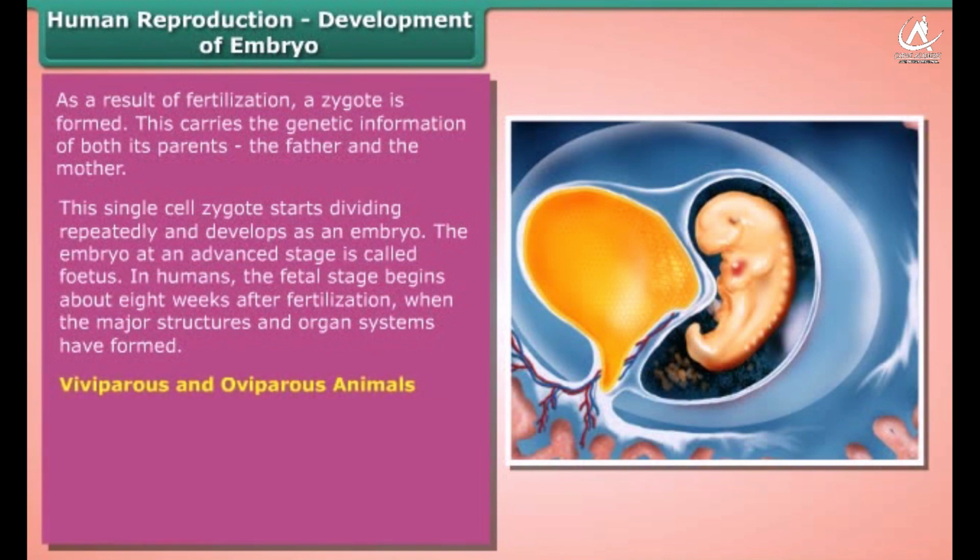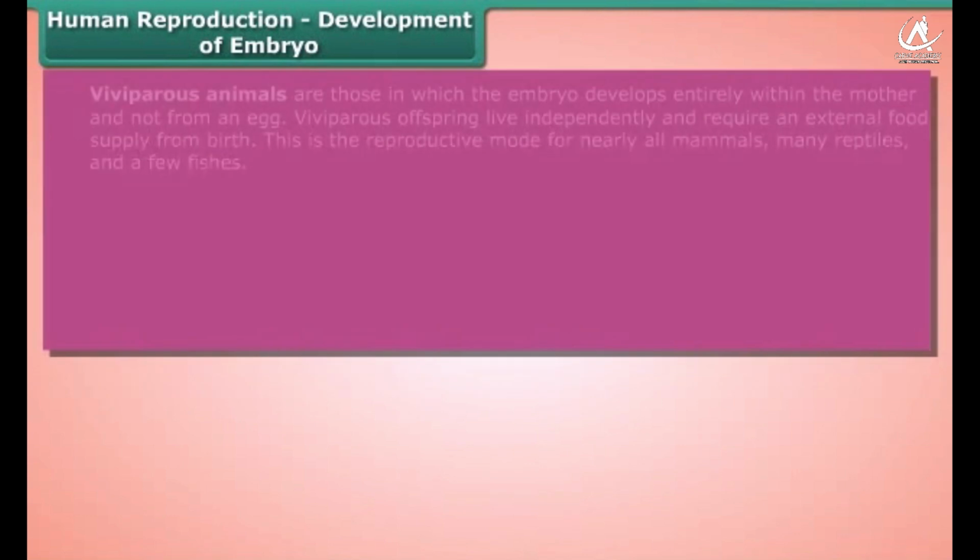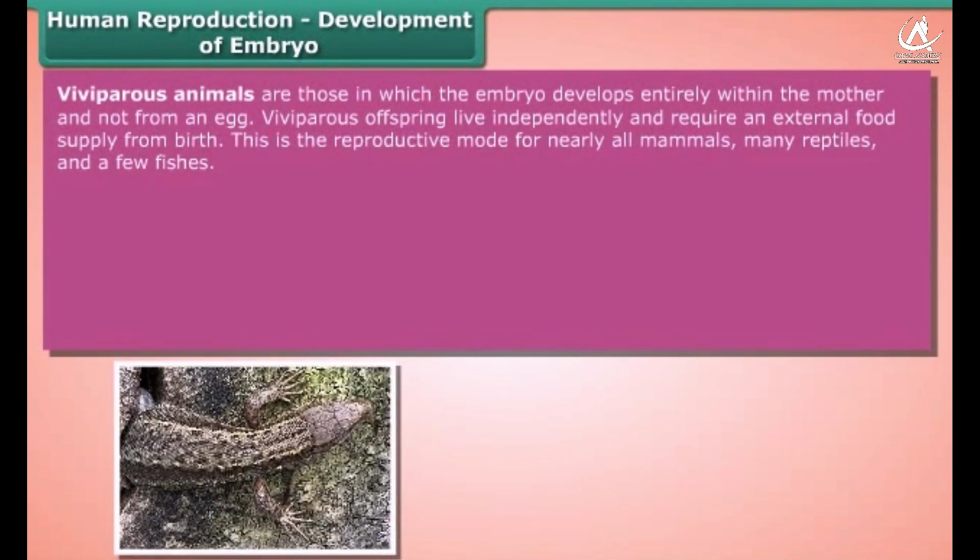Viviparous and Oviparous animals. Similar to fertilization, development of an embryo may take place outside or inside the body of the parent. Accordingly, they are classified into oviparous and viviparous animals. Viviparous animals are those in which the embryo develops entirely within the mother and not from an egg. Viviparous offspring live independently and require an external food supply from birth. This is the reproductive mode for nearly all mammals, many reptiles, and a few fishes.